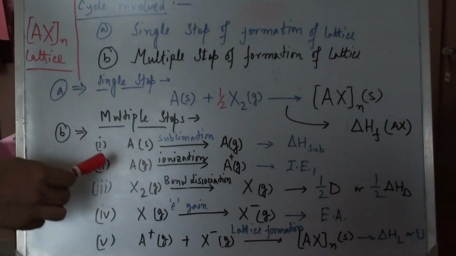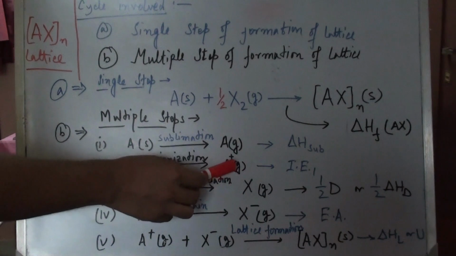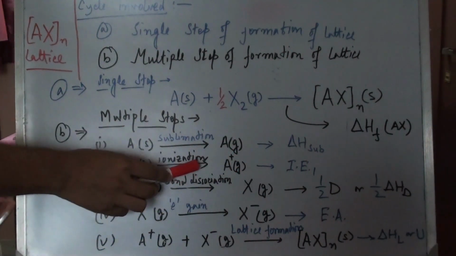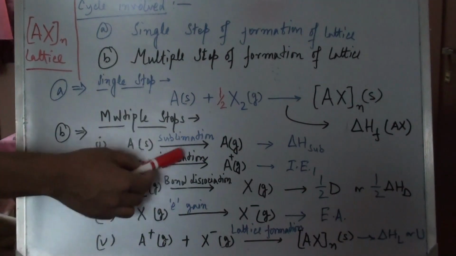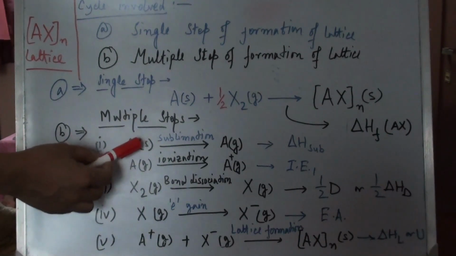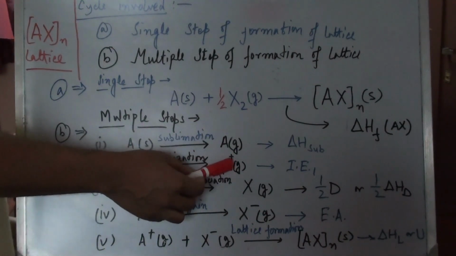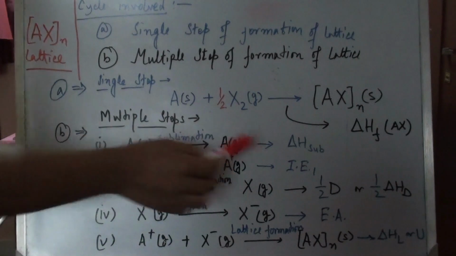Now the second one, we have to convert A gas to A cation in gaseous state. It is nothing but the ionization energy. We have to supply energy from outside to remove one electron from the valence shell of A to produce A plus. It is nothing but ionization energy 1, first ionization energy.